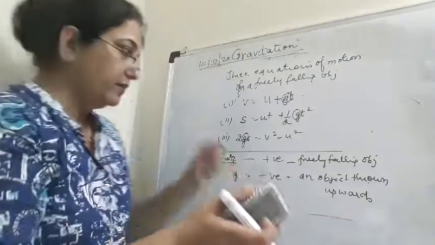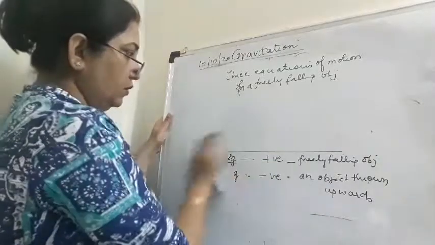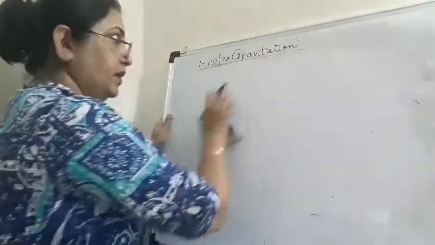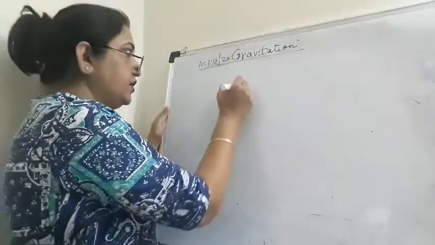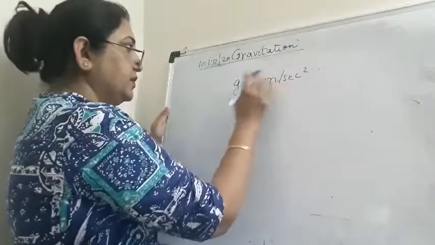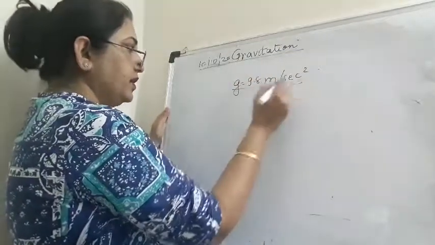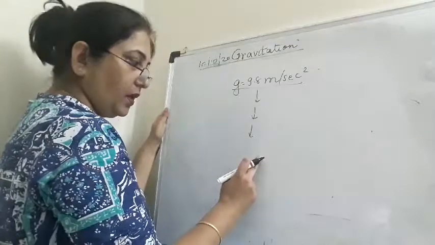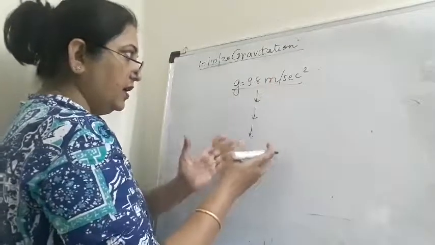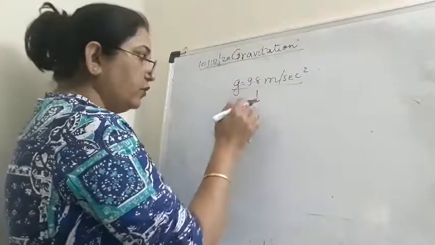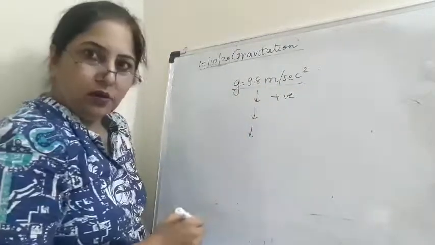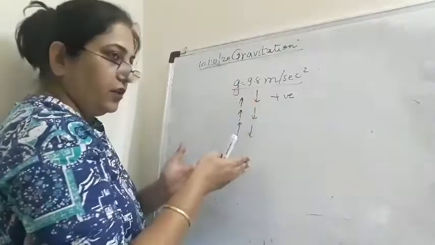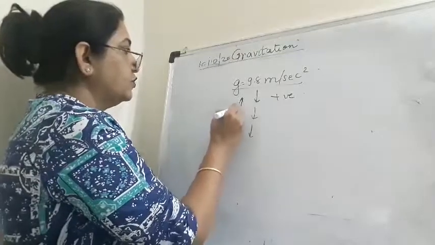You know that. Why? What is the direction of the acceleration due to gravity? In the downward direction. Okay, g is equal to 9.8 meter per second square. What is the direction of g? Downwards. So if an object is falling down, the direction of motion of that object is the same as the direction of g, therefore it is positive. But if an object is thrown up, which is opposite to the direction of the acceleration due to gravity, then it is taken to be negative.